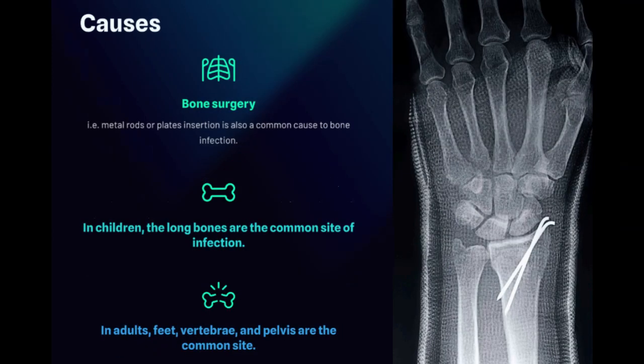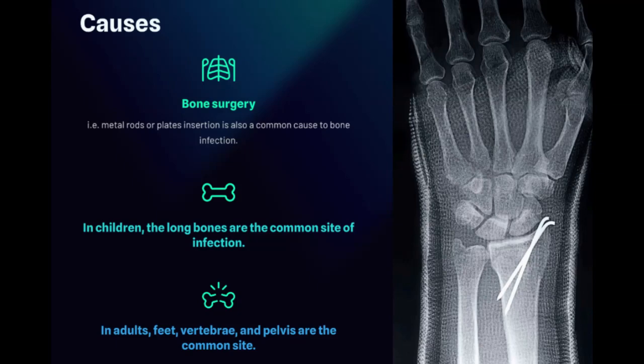Beyond microbial invasion and traumatic injury, bone surgery emerges as a noteworthy predisposing factor for osteomyelitis development. Procedures involving the insertion of metal rods or plates, intended to stabilize fractures or correct skeletal deformities, may inadvertently introduce pathogens into the bone microenvironment, setting the stage for infection. In the pediatric population, long bones stand as prime targets for osteomyelitic involvement, with their robust vascularity and rapid growth potential rendering them susceptible to microbial colonization.